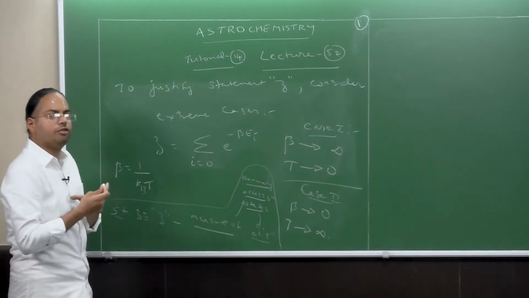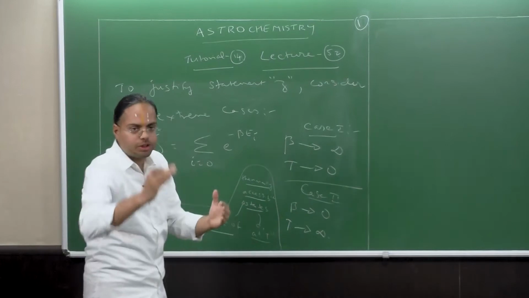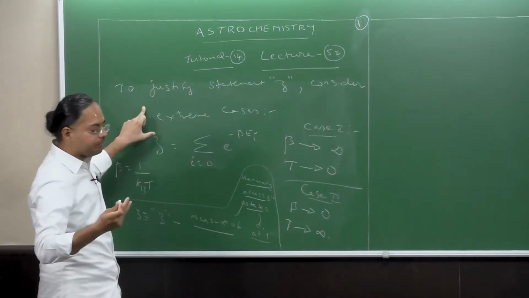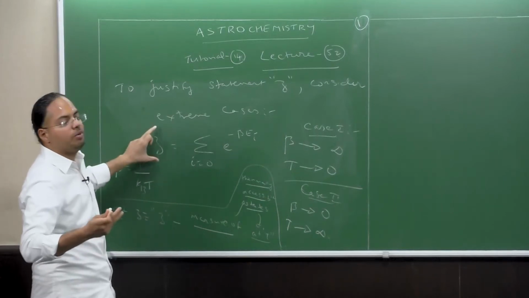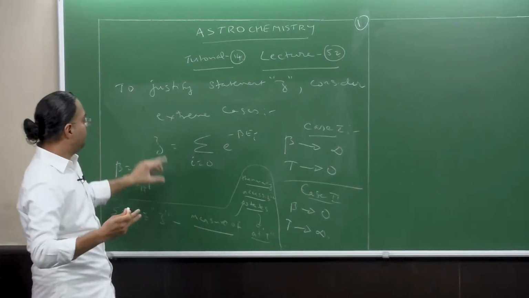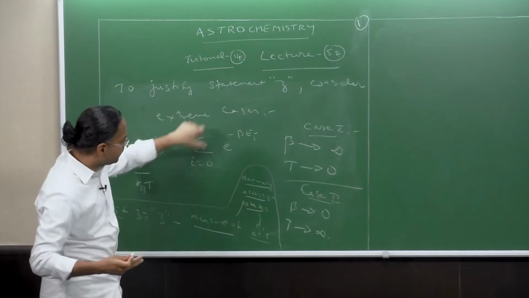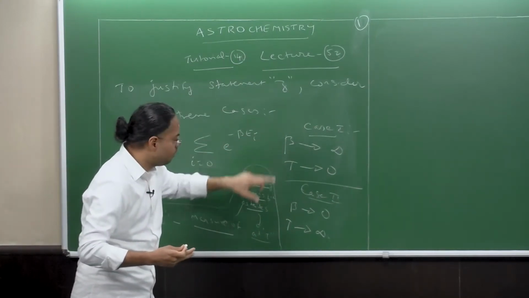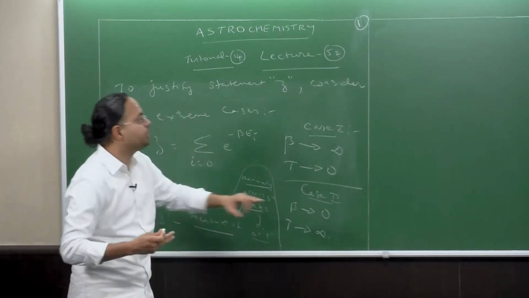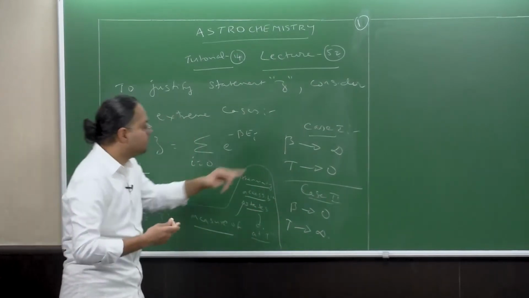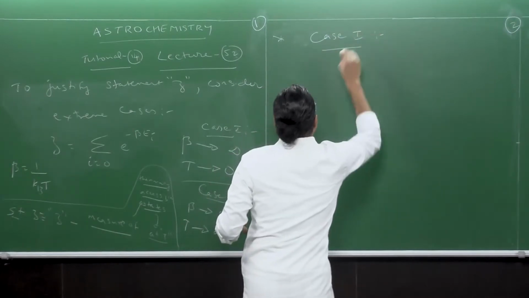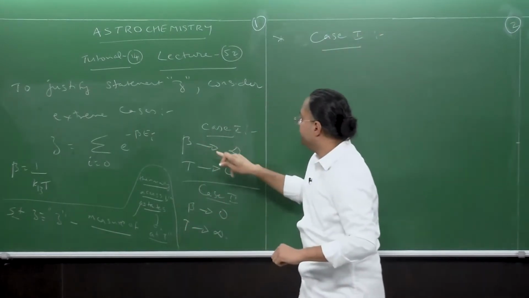The place where we stopped in the previous lecture was that we had to justify the statement. To justify it, we were considering the extreme cases: the case where, in the expression for the partition function, beta tends to infinity, that is, temperature tends to 0, and the case where beta tends to 0 and temperature tends to infinity. Let us consider case 1 first, where beta tends to infinity.